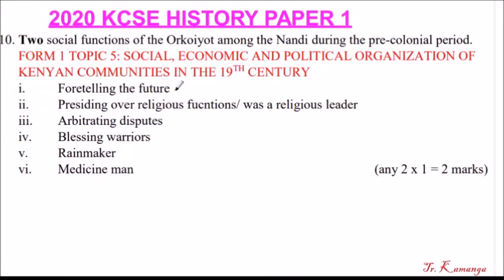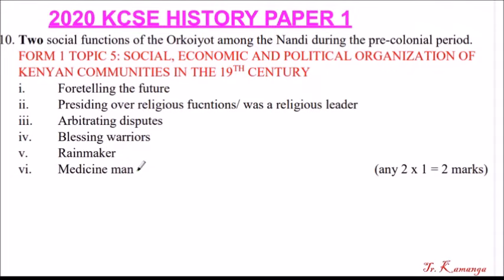Foretelling the future. They were able to tell what will happen in future. Presiding over the religious functions, or was a religious leader. So Orkoyot was a religious leader. Arbitrating disputes, solving disputes among the members of the Nandi community. Blessing warriors when they are going for war. Rainmaker, they could do a ceremony for the rain to come.